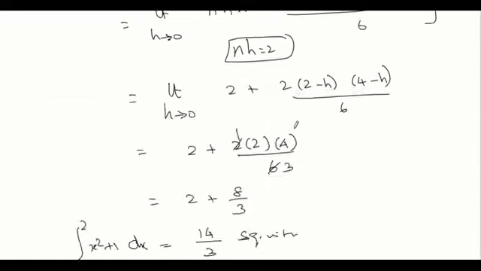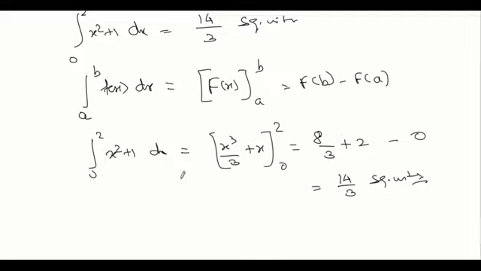Okay, so hereafter we will be doing the sums using the second theorem, that is the integral from a to b of f of x dx equal to F of b minus F of a, upper limit minus lower limit.